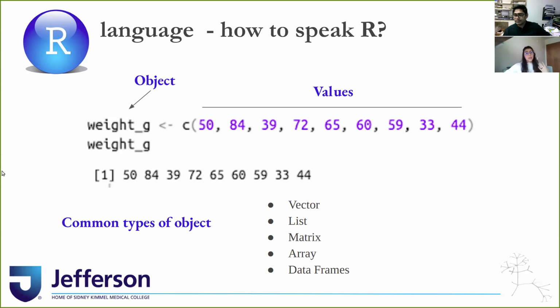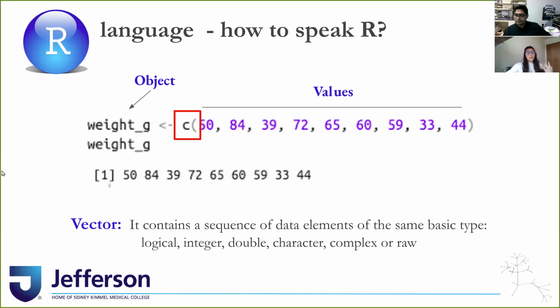So there are common types of objects like vectors, lists, matrices, arrays, and data frames. For example, a vector contains a sequence of data elements from the same basic type that could be logical, integer, double, character, complex, or raw.